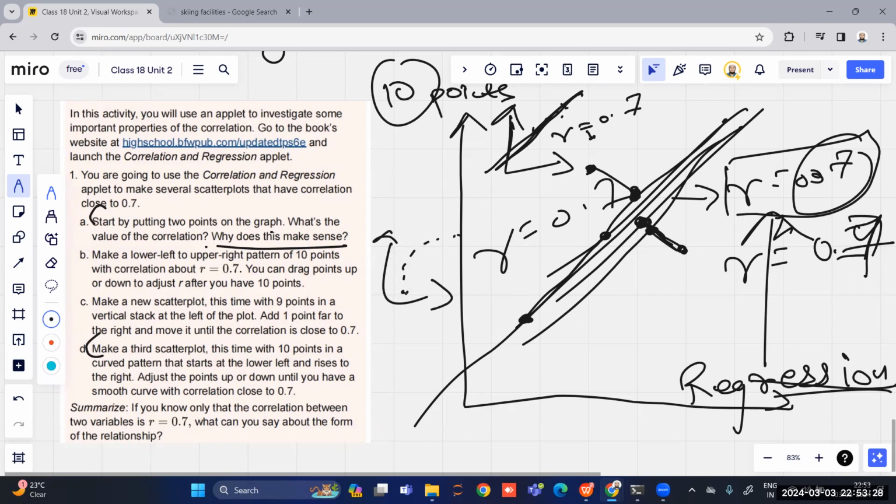Like this, for suppose, a curved pattern. It can be like this or it can be like this, anything. Okay, so a curved pattern that starts at the lower left and rises to the right. Yes, it starts at the lower left. This one is talking about this one.